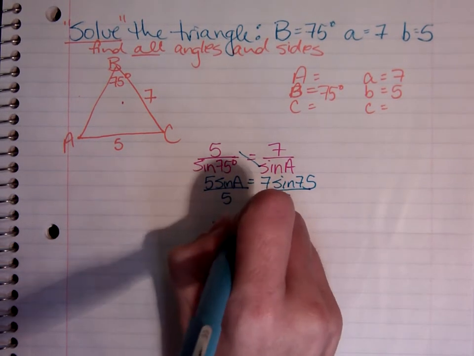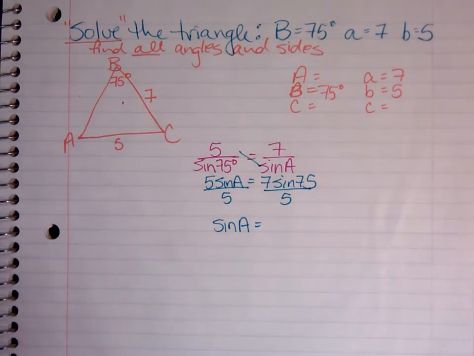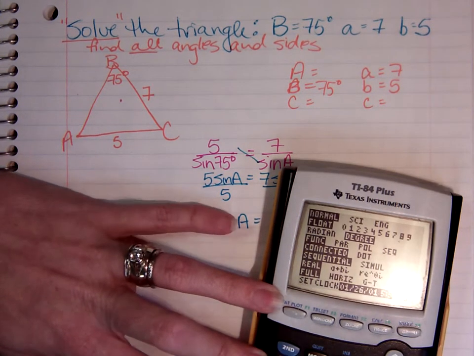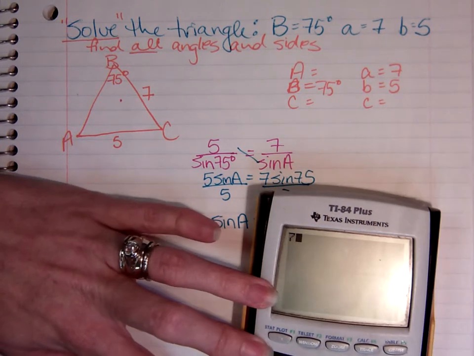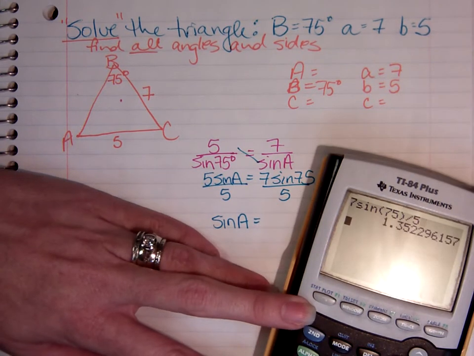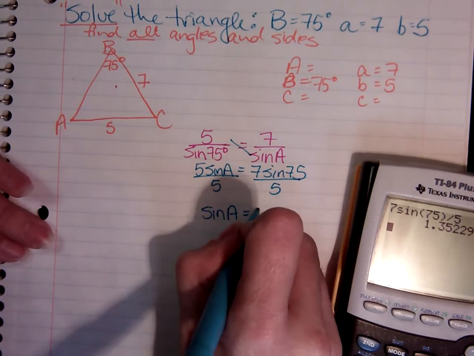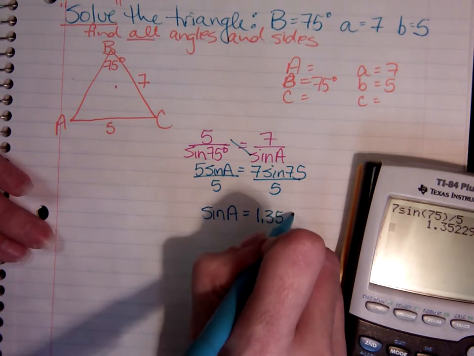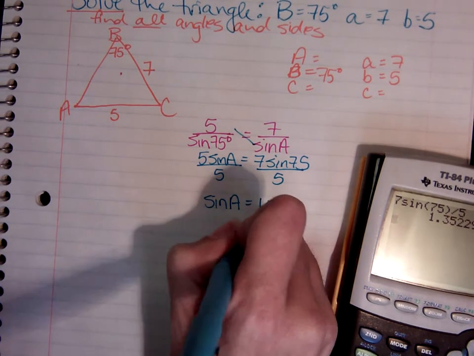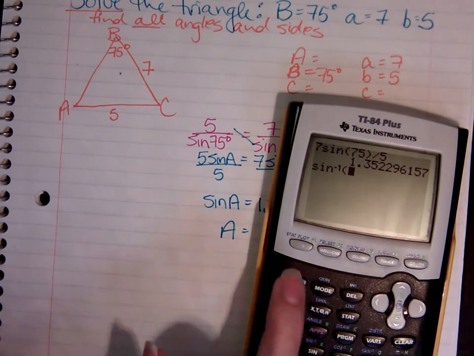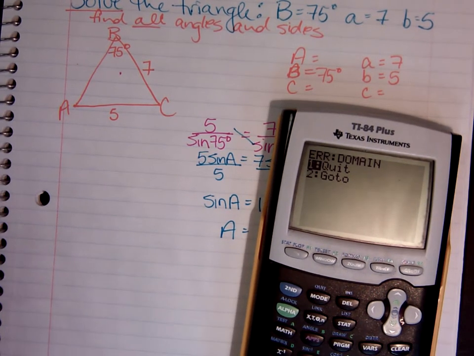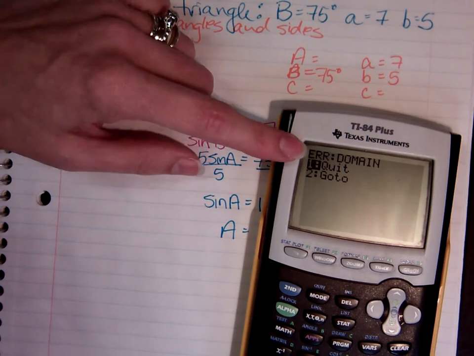And the sine of angle A is equal to, check my calculator mode, I'm in degrees, so we're good. 7 sine 75 degrees divided by 5. So this says the sine of angle A is 1.35 and change. Inverse sine, A equals second sine, second answer, and it tells me there's an error. And the error is in the domain.